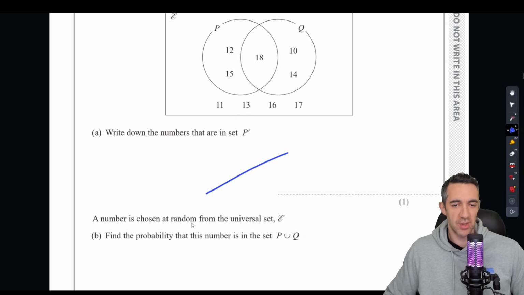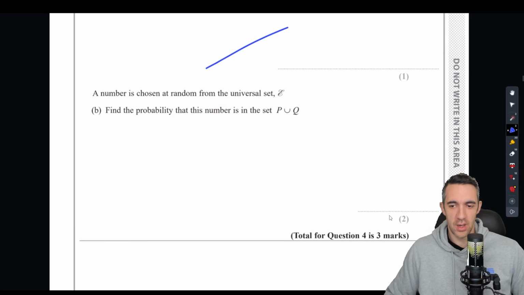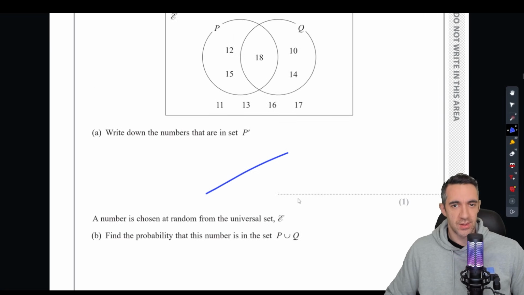So then we've got a number is chosen at random from the universal set. Find the probability that this number is in the set P union Q. So I can get a mark here. Right, so I've got to get 1 mark. So P union Q. Now, what error would get me 1 mark and definitely not 2? I don't want to get 0 either because I want to get as many as I can.